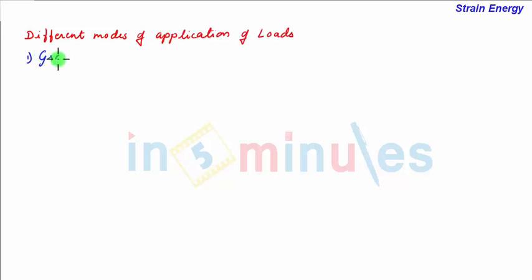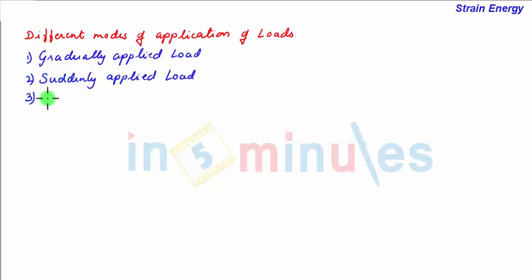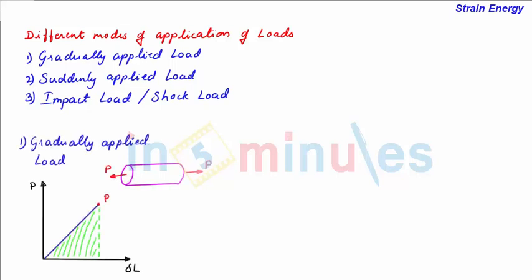We now discuss different modes of application of loads. First, a load applied may be a gradually applied load. Second, it also may be a suddenly applied load, or it may be an impact load, also called shock load. We now discuss each of the loads one by one. Now first we discuss the gradually applied load.